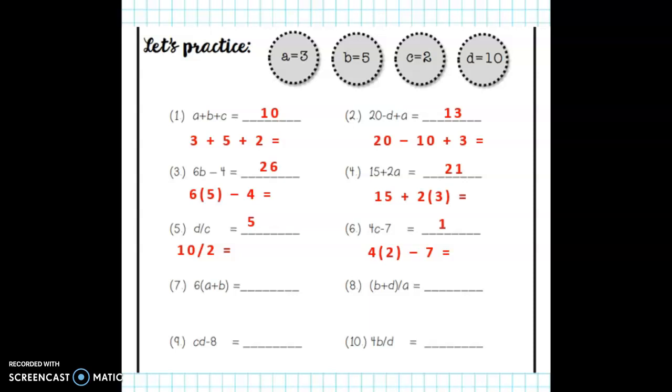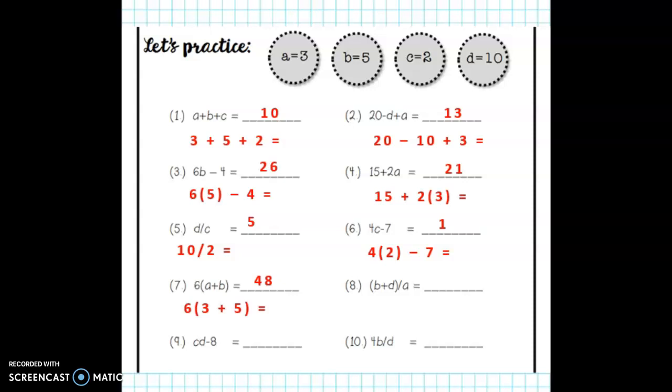Number 7, 6 times a plus b, with a plus b in parentheses. We're going to switch the a for the number 3, the b for the number 5. Do what's in the parentheses first. 3 plus 5 is 8. Then we are going to multiply that by 6. 8 times 6 is 48.